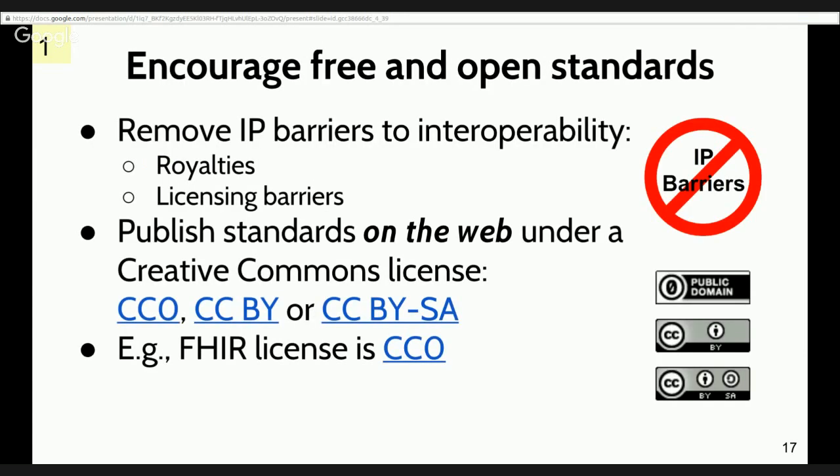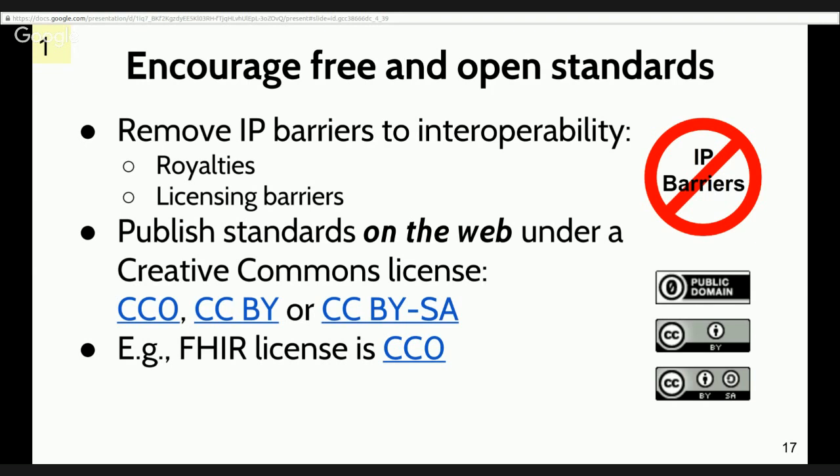Unfortunately, a lot of the standards in healthcare these days have licensing barriers that provide barriers to use and therefore barriers to interoperability. A number of them require royalties to be paid. It can even be difficult to find them on the web. They're not published in a way that you can just easily look up the URL, download it and read it. You have to go through a process of paying for it, etc. So this is one of the problems, and one of the principles here is to encourage free and open standards.